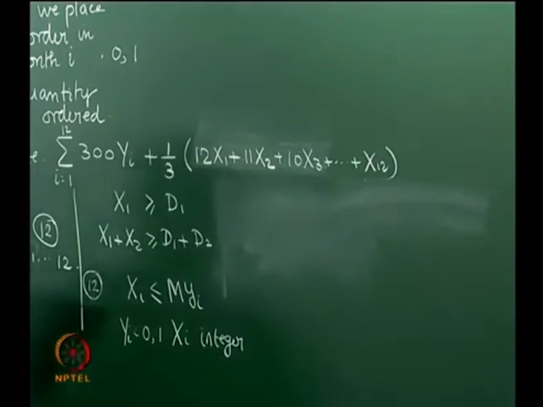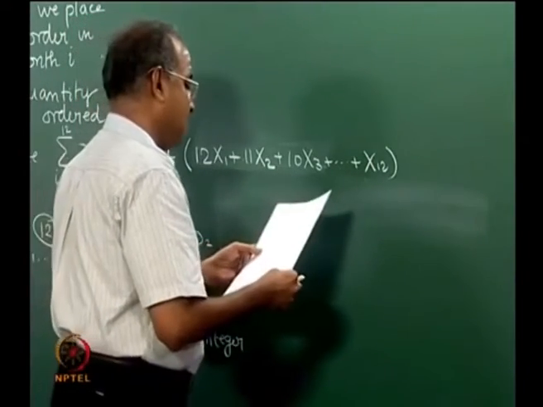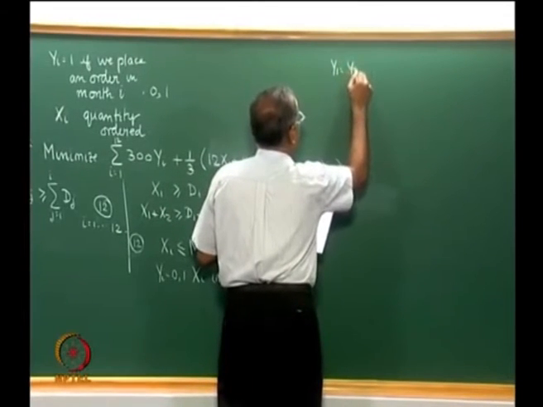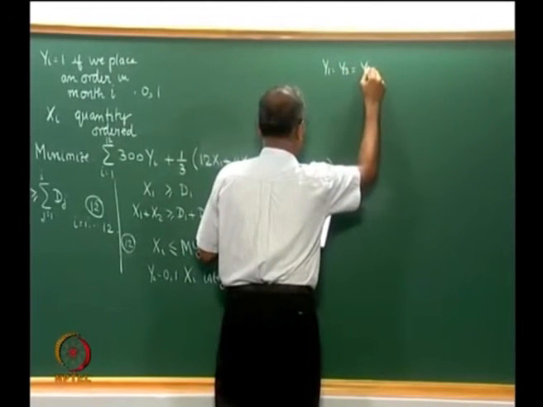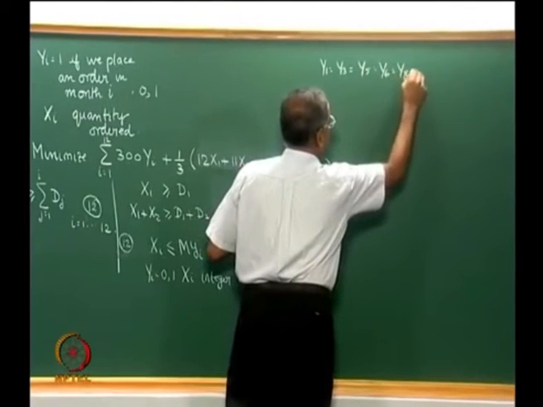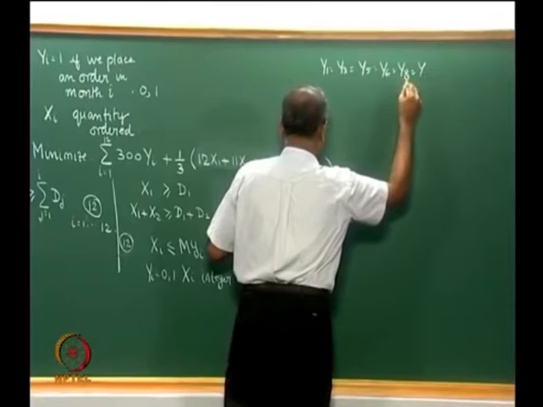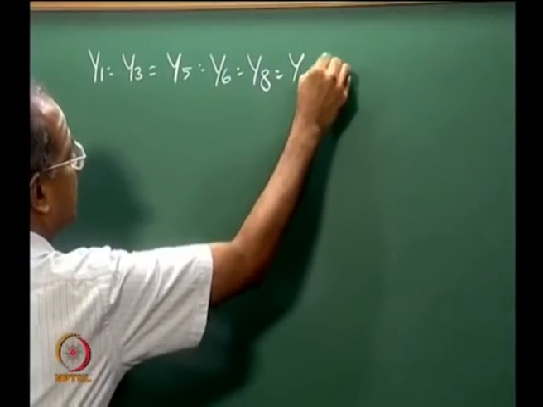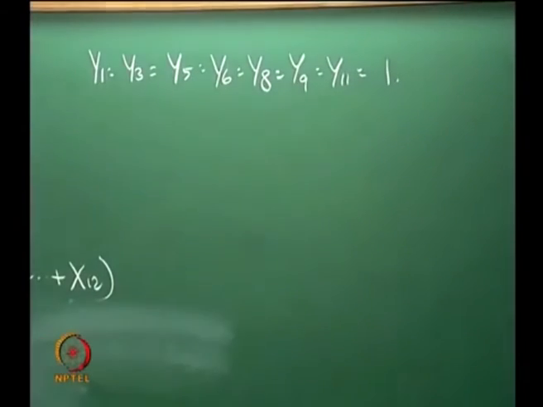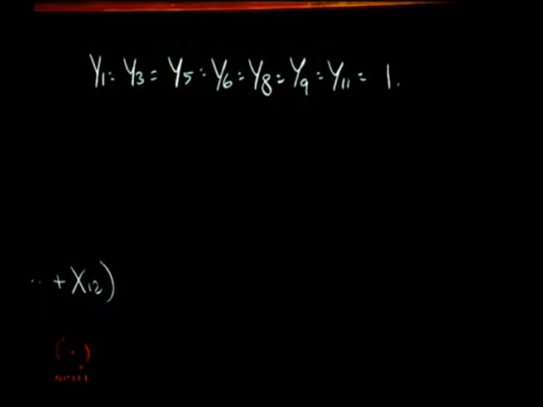So, the solution to this will be y1 equal to y3 equal to y5 equal to y6 equal to y8 equal to y9 equal to y11 equal to 1. So, the solution says that we will order in months 1, 3, 5, 6, 8, 9 and 11. So, 7 out of the 12 months we will order.